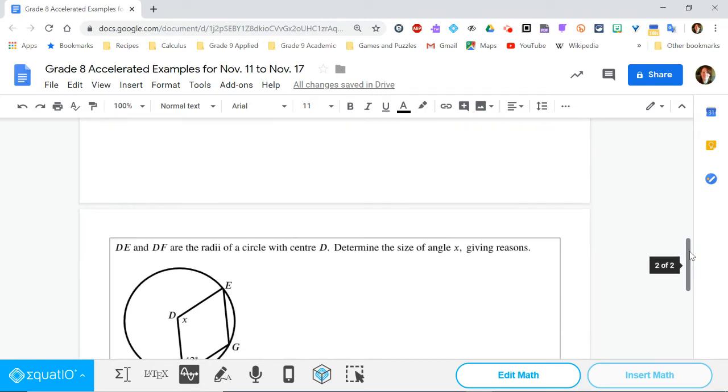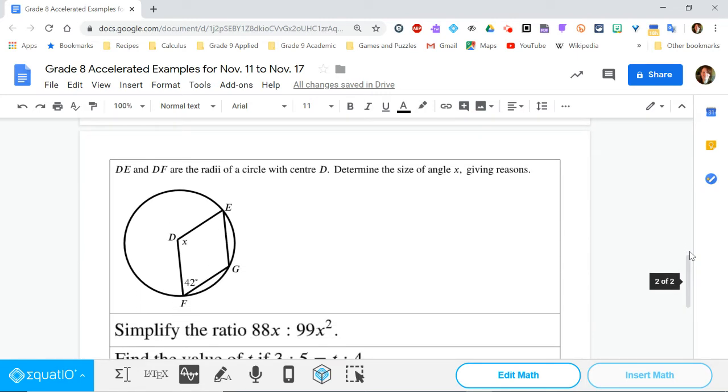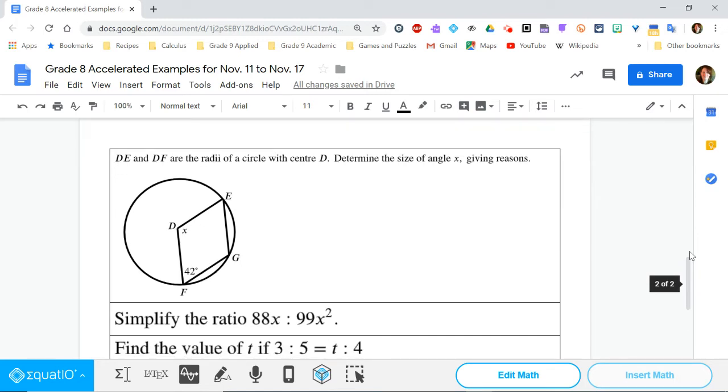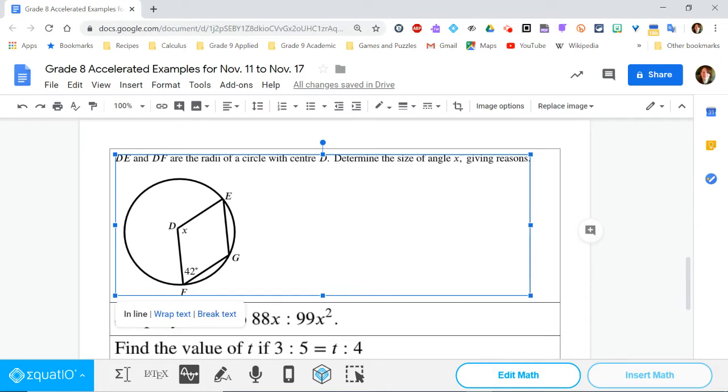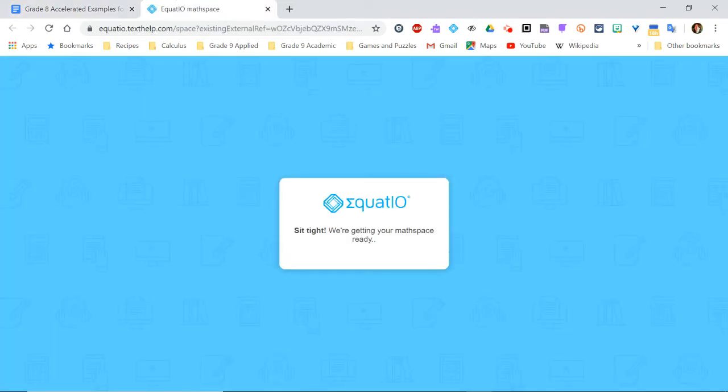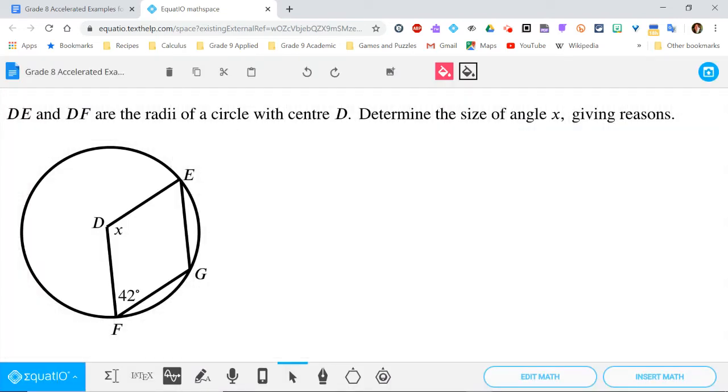So this one here seemed to cause lots of problems. I've changed it up a little bit so that when you try it on your own, you don't have the exact same question. So just like everything else, I'm going to select the picture. I'm going to hit Edit Math. I'm going to wait. There we go. So here it tells me DE and DF are the radii of a circle with center D. Determine the size of angle X, giving reasons.